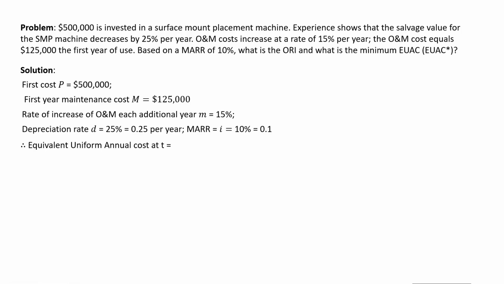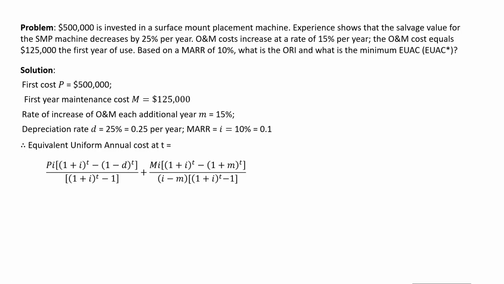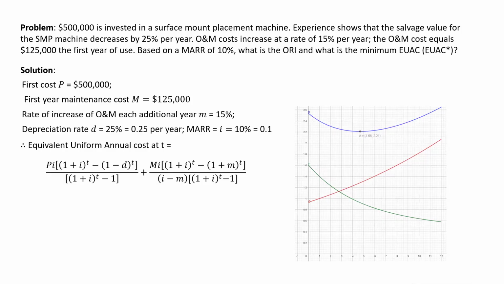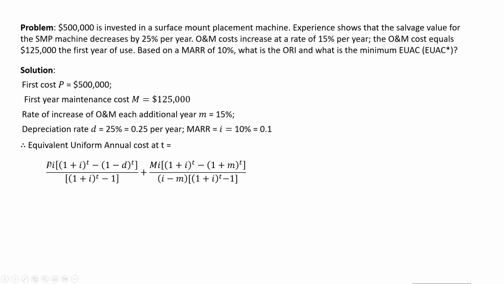Now, equivalent uniform annual cost at any T is given by this formula that we had last time in the previous slide. Now, wonder what we need to do. Do you know that very, very difficult thing called plug and chug? That's what we need to do. Plug all these, P equals this and M equals this, into all of this. But then what do we plug for T?